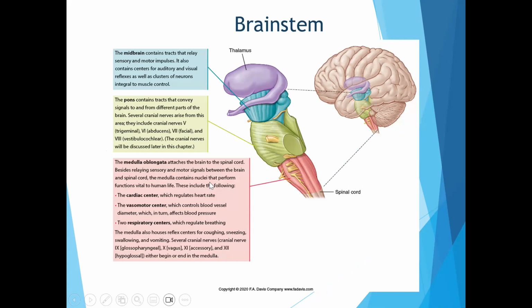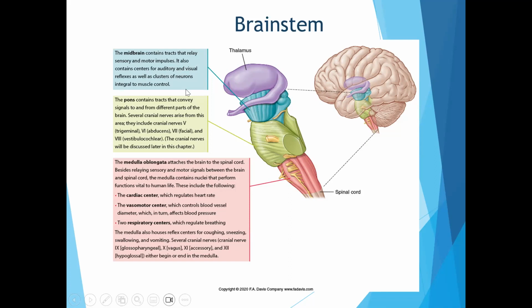Okay, zooming in on the brainstem, we're going to talk about each individual function of the 3 different parts. So our midbrain, it has tracts to relay sensory and motor information. There's also some audio and visual reflexes as well. And some muscle control. So the midbrain does a little bit of everything. The pons has some tracts that actually will turn into some cranial nerves, which we'll talk about a little bit farther along. And again, just convey signals to different aspects of the brain.